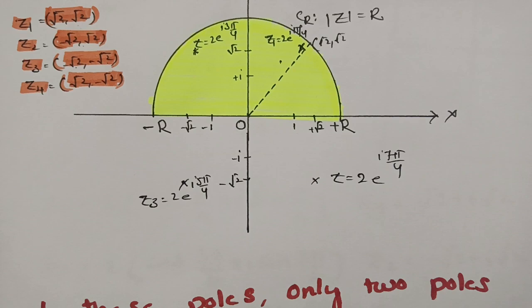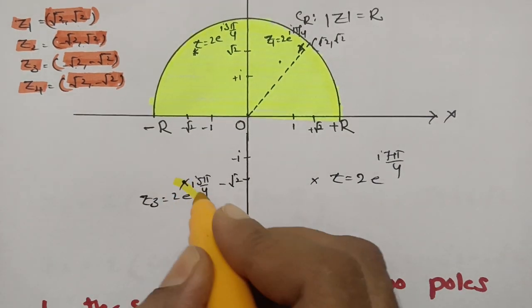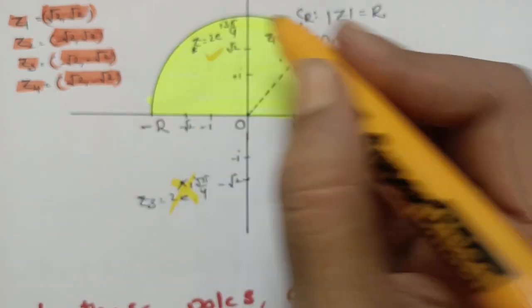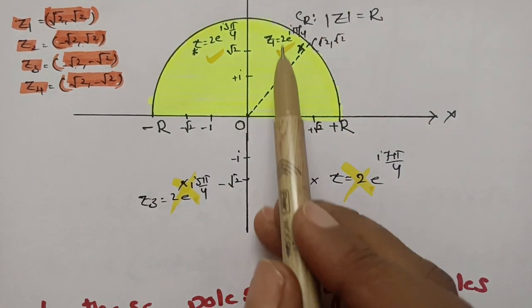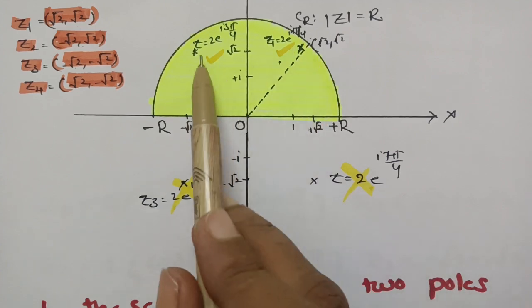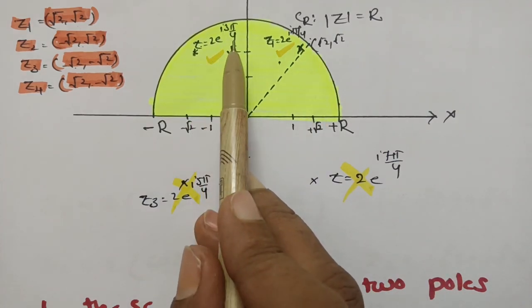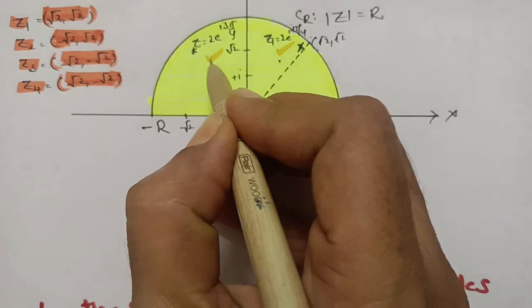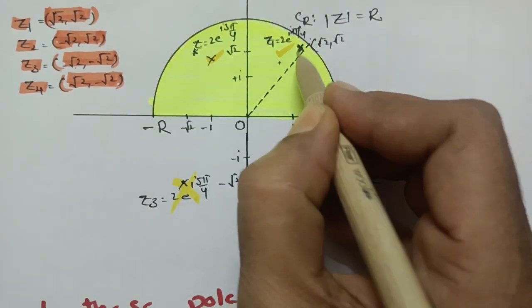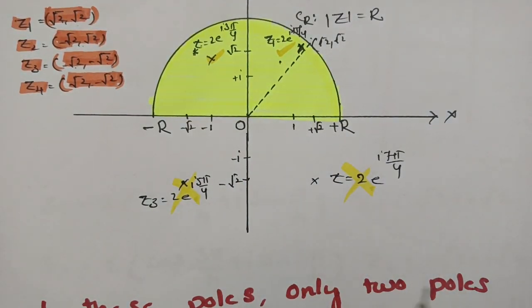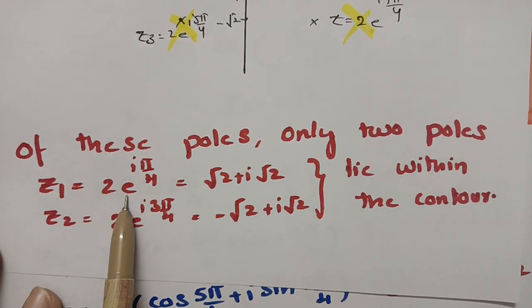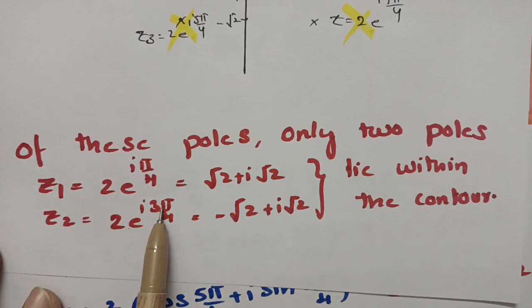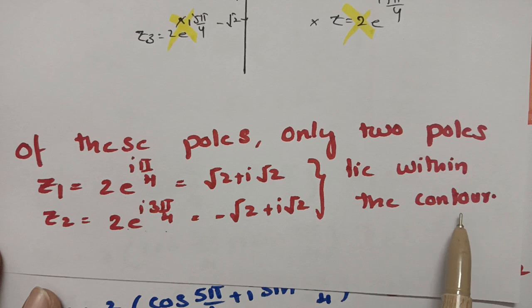If you observe this, these two are outside the given contour, and these two are inside the given contour. Which are inside? That is 2 times e^(i pi by 4), and the next one, 2 times e^(i 3 pi by 4). These two are within the contour and these two are outside the given contour. So of these poles, only two poles, Z1 equal to 2 times e^(i pi by 4) and Z2 equal to 2 times e^(i 3 pi by 4), are within the given contour.